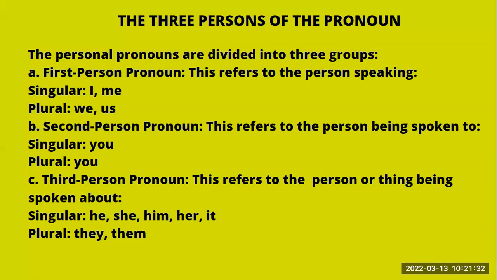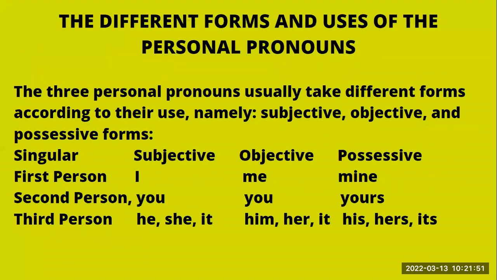Then we have the third person pronoun. And this refers to the person or thing being spoken about or being talked about. The singular forms are he, she, him, her, and it, while the plural forms are they and them. All right? Now, let's look at the different forms and uses of the personal pronouns.